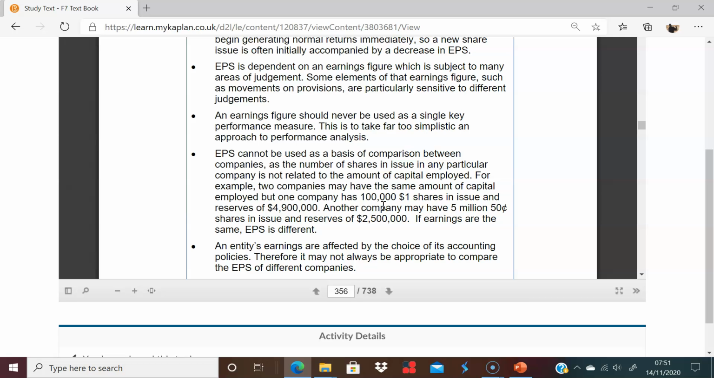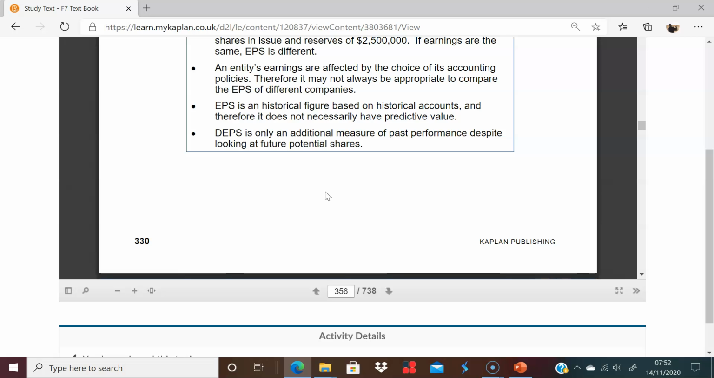Remember, this is earnings per share. Many companies might be funded by a lot of debt. Some companies are funded not by shares. So it's very difficult to compare two different companies, because two companies may have the same amount of capital employed, but one company has 100,000 of shares and 4.9 million of reserves, and another company has 5 million of shares and different reserves. So the key point is that there's potential for differences. You can use EPS to compare the same company year on year to look at performance. And I've talked about the fact that accounting policies could affect things, so there's potential for manipulation there. But overall, it is still a very popular ratio and used a lot.